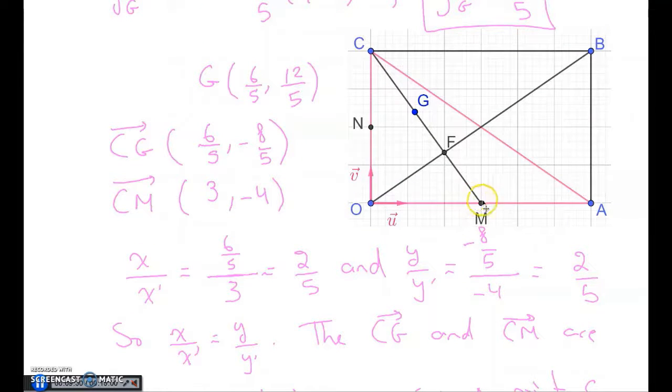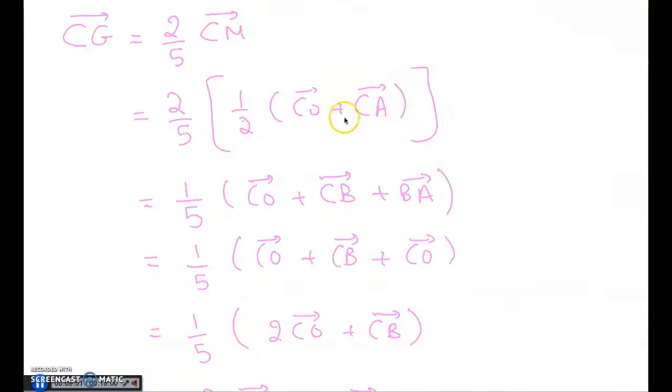Now, what do I know about CM? Since M is the midpoint of OA, I know that CM is equal to half into CO plus CA. This is one of the basic rules of midpoints. Now, what do we have here? So 2 over 5 CM, and CM is half of CO plus CA. But I want to write everything in terms of CO and CB, not CA. So I will insert here letter B. So inserting here letter B, what do we get?